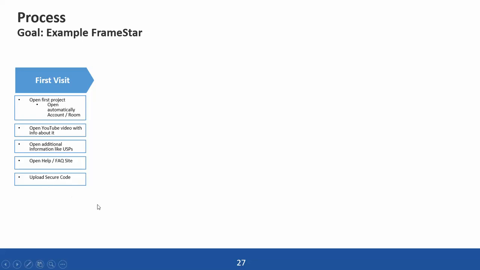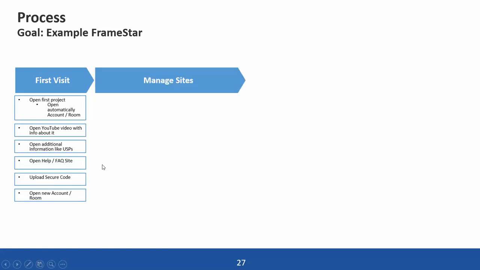or the user, perhaps not on the first visit but on a second visit, comes back and then tries to upload a secure code on the first site. So this is something perhaps for the first visit and also for the first site. So also open a new account. Perhaps somebody is going on and not clicking on start to open a project, but rather clicking on new to open directly a new account and a new room.